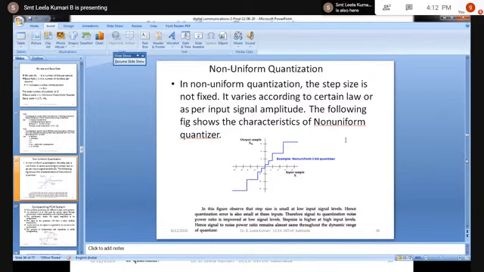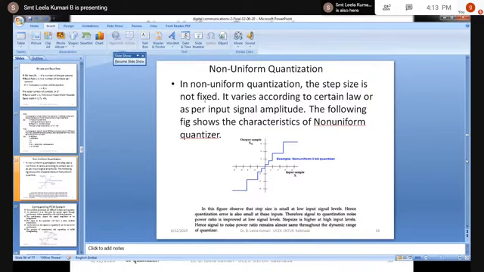Whereas in a uniform quantizer, the characteristics are linear and the step size is fixed, in a non-uniform quantizer, for weak signals the step size is small, and for strong signals the step size is large. Therefore, the quantization noise reduces to improve the signal to noise ratio.